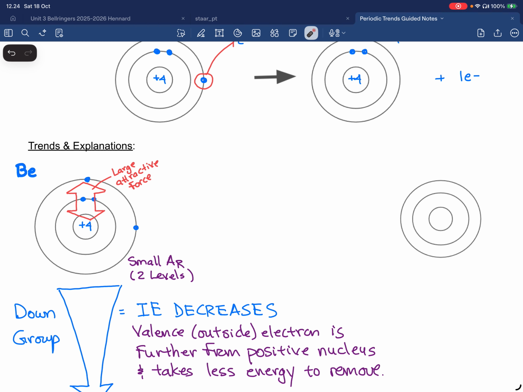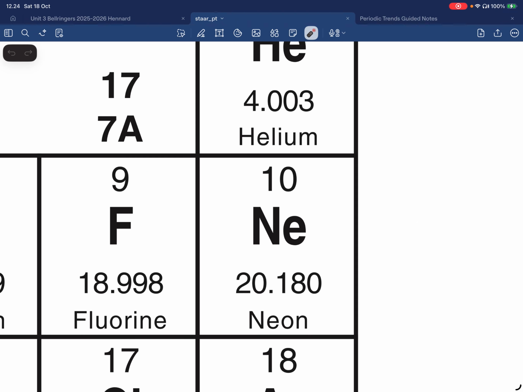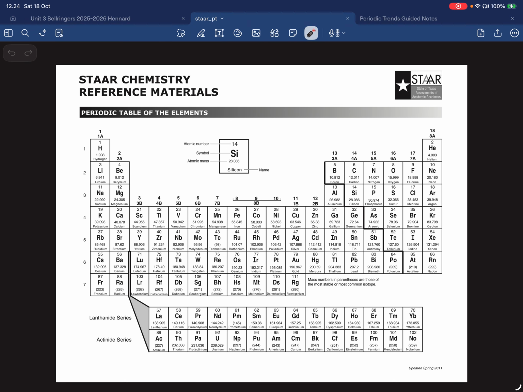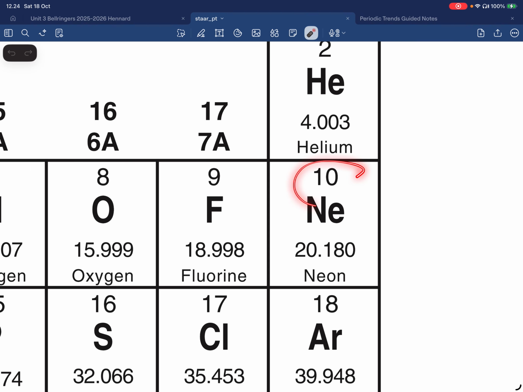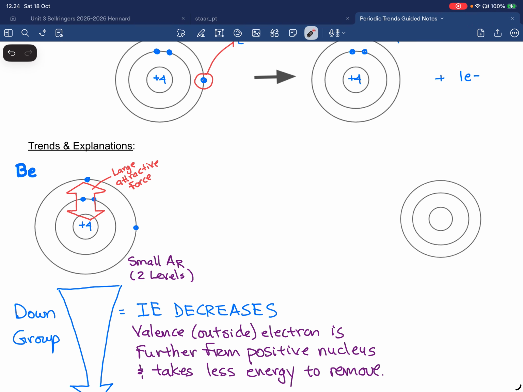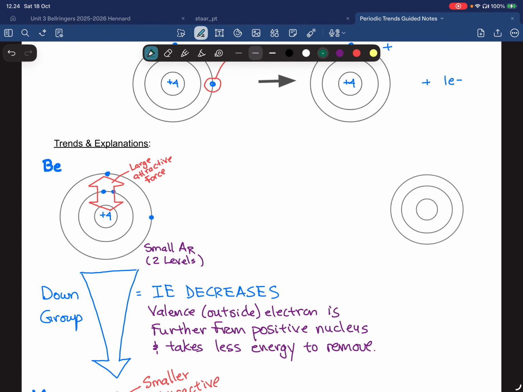So once again, we've got beryllium. Okay, so we're going to go back to the periodic table. Where's beryllium? Beryllium is right here. Okay, so we're going to go all the way to the end of the period, and we're going to go to neon again. Neon has 10 protons. All right, so here we go.